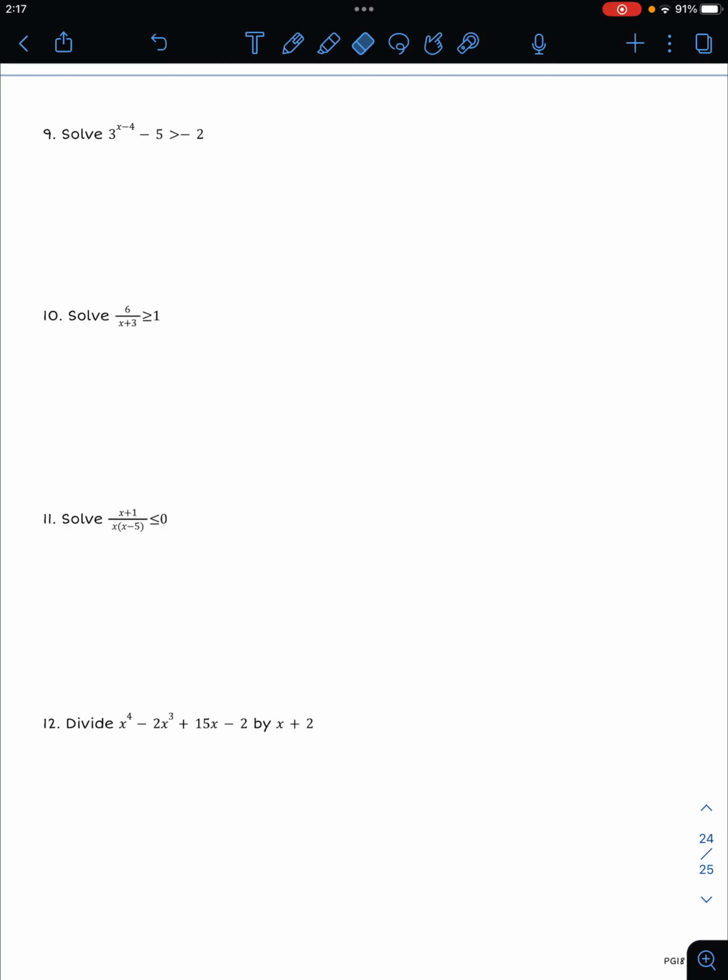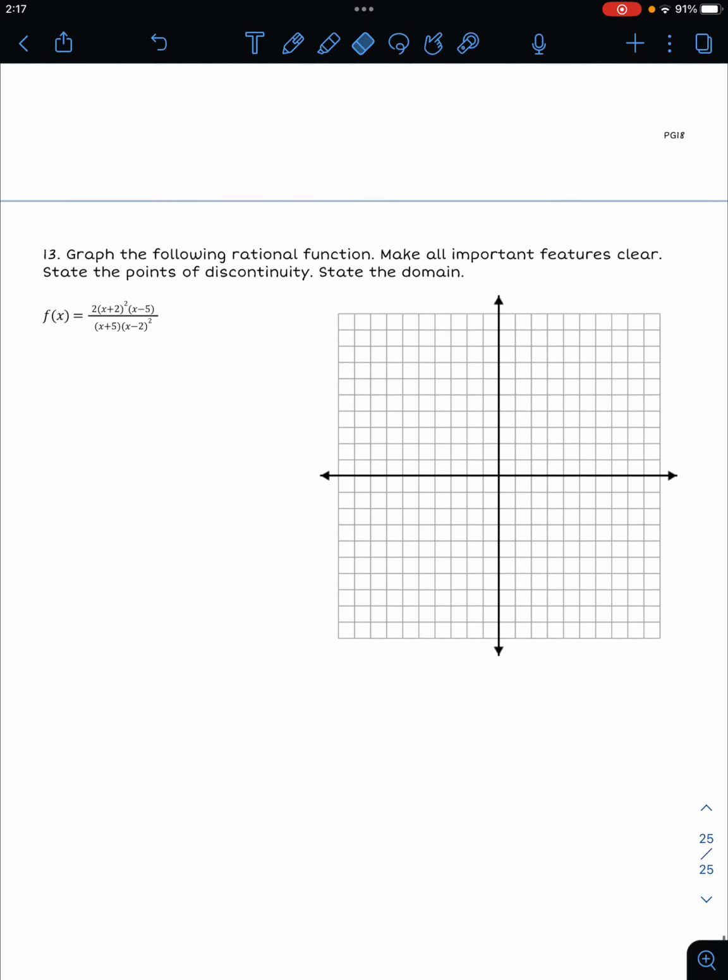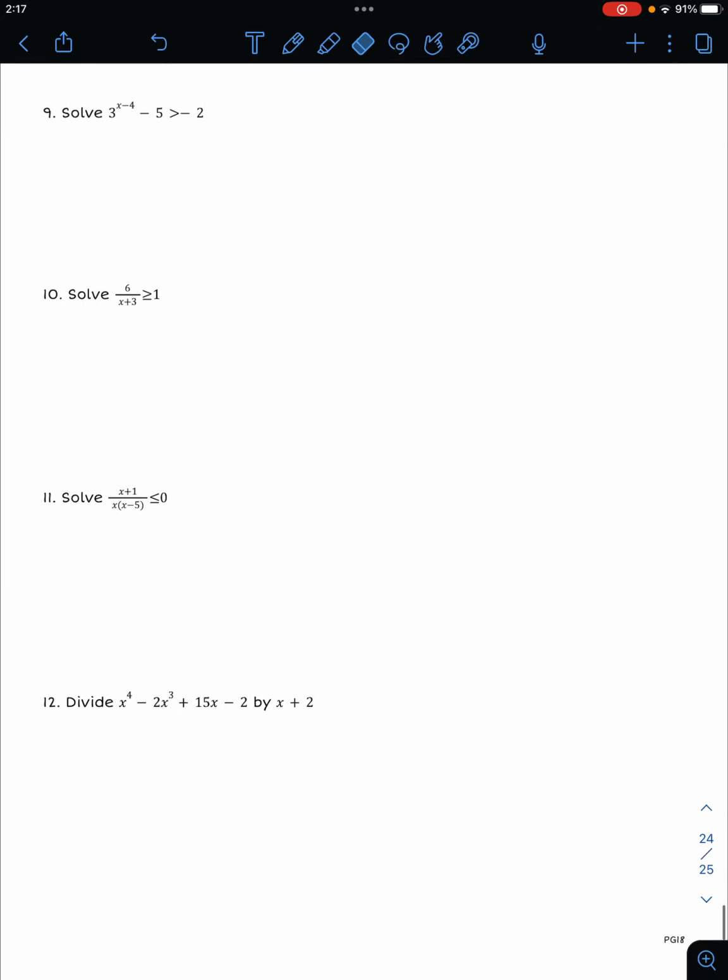Okay, we are on to page 18 of the packet, so 2 more pages to go. We got a little solving equations, and they're actually not equations, they are inequalities. So solving inequalities, my recommendation for this is to just treat it as an equation, meaning replace it with an equal sign, and then deal with it later.